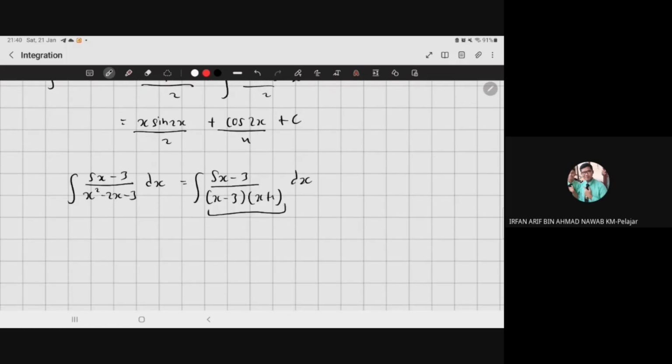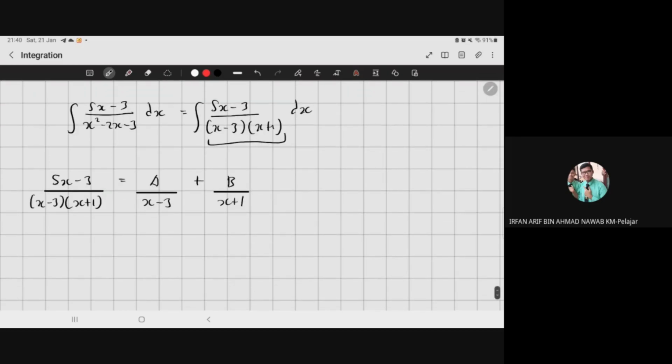So you have to bring this term out like this. You have to recall back to your partial fractions, right? So x minus 3 times x plus 1, this will be A over x minus 3 plus B over x plus 1. Now, there are many ways. You want to compare the like terms, or you want to let x equal to a certain value. But for me, right, we compare the like terms.